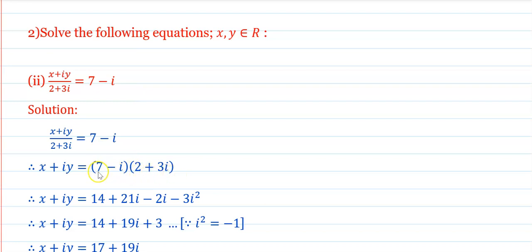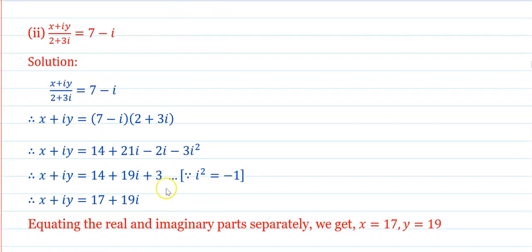Next multiplication, 7 into 2 you will get 14. 7 into 3i you will get 21i. Minus i into 2 you will get minus 2i. Minus i into 3i minus 3i square. i square is minus 1. Minus 3 into minus 1 you will get here 3.